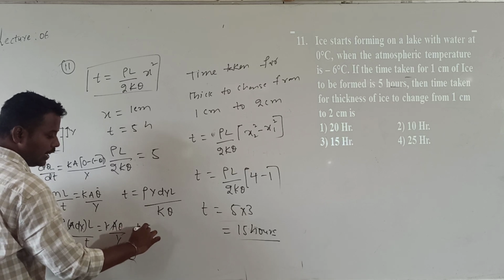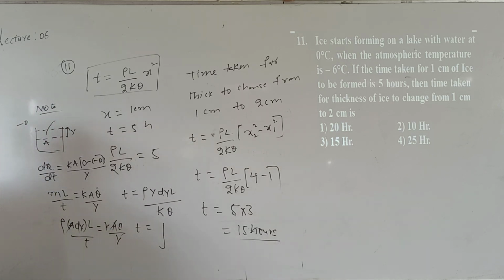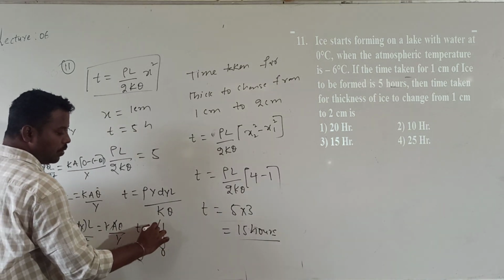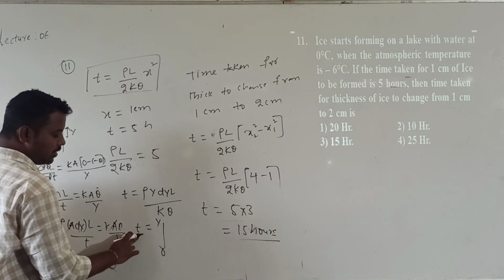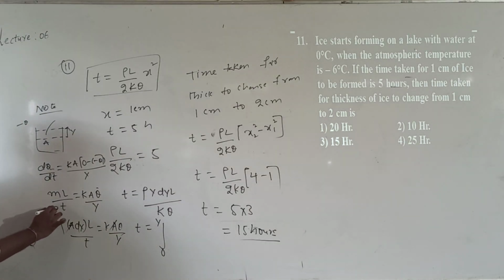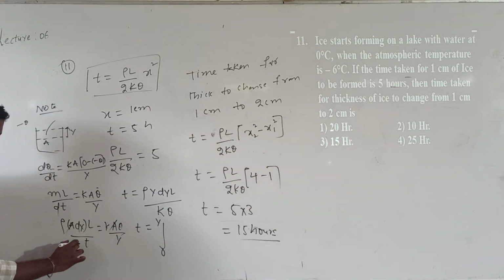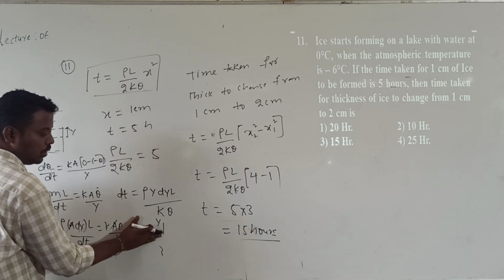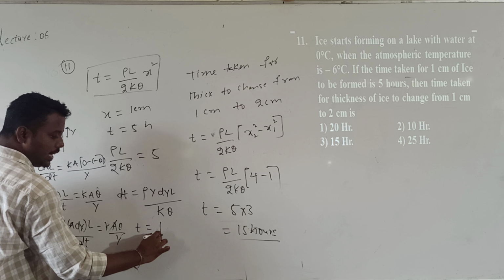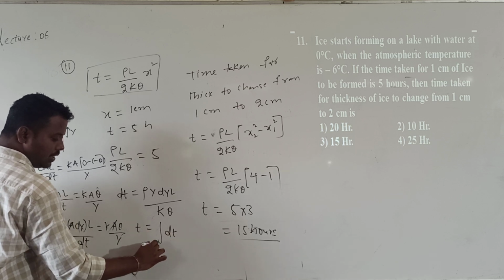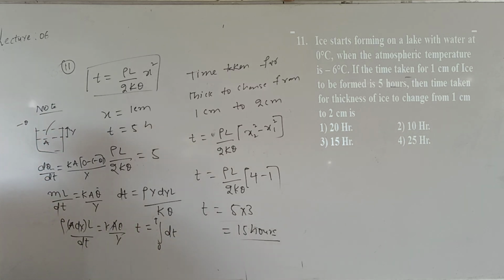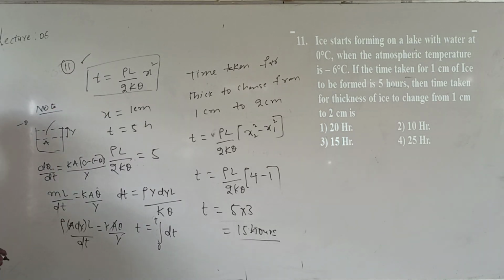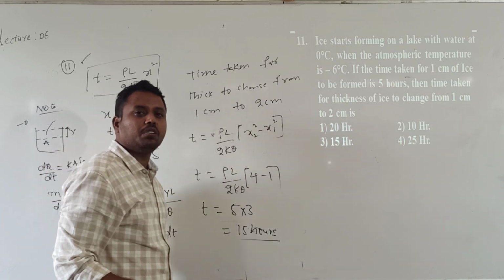If I want to calculate the total time taken to increase the thickness from X, then T value is equal to, here it is dt I should write. So here what I should write is dt. This is also dt. If I want to calculate the total time, I need to apply integration of dt, integration of 0 to t into dt. By applying integration, you will get this formula. So T value is rho into L divided by 2 into K into theta.